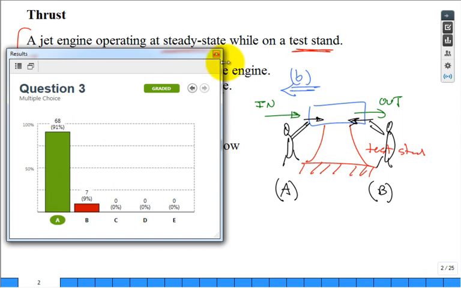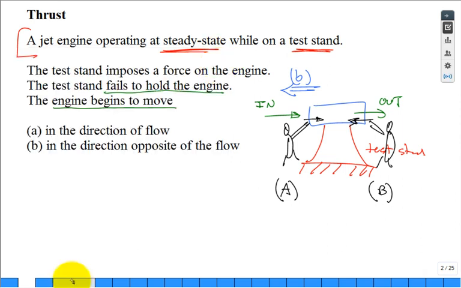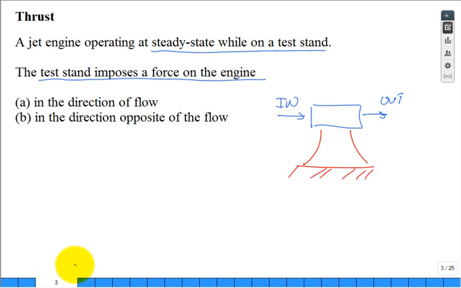All right, so what we've got to do is come back, and I'm going to re-ask this question. The test stand imposes a force to hold the engine stationary while it's blasting away at 100% full power. In the direction of flow or in the opposite direction of flow? Please answer this question.